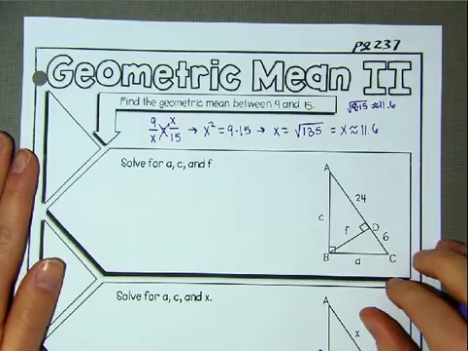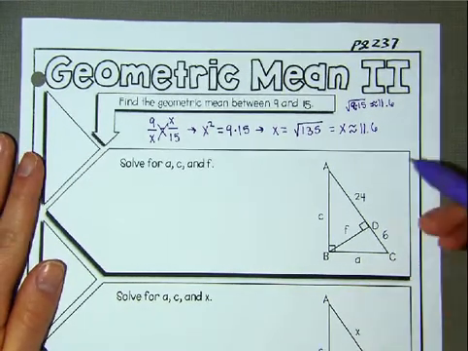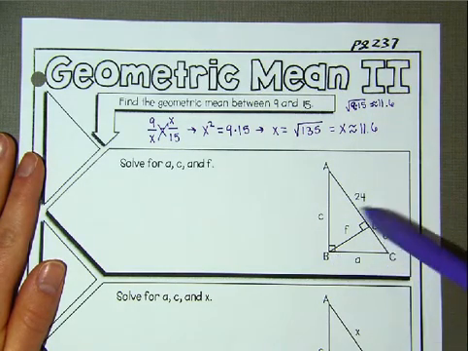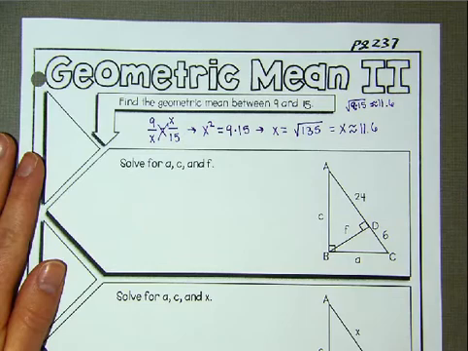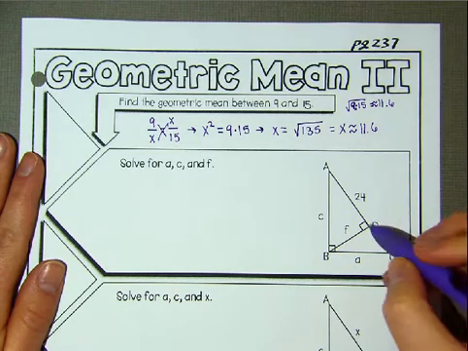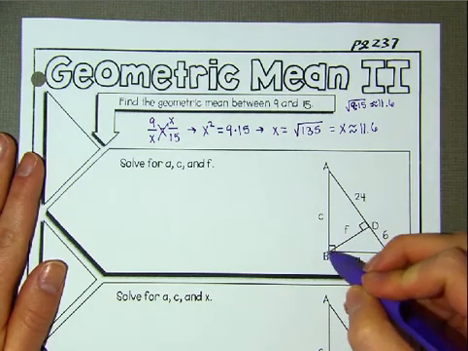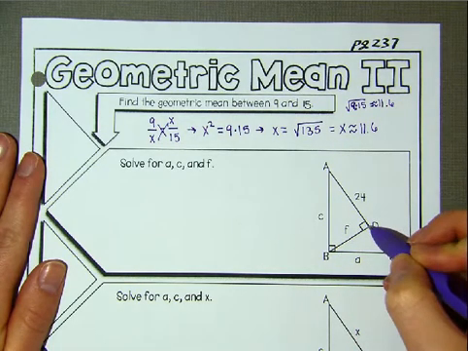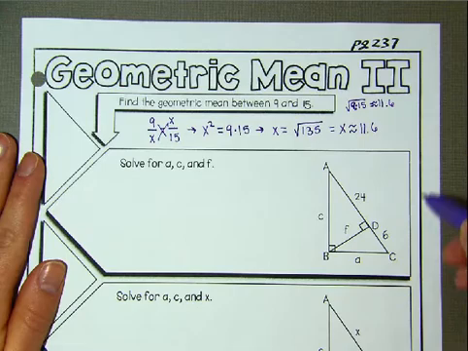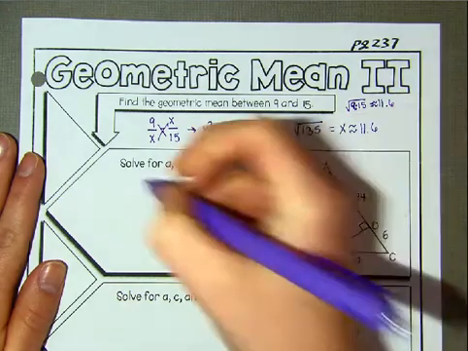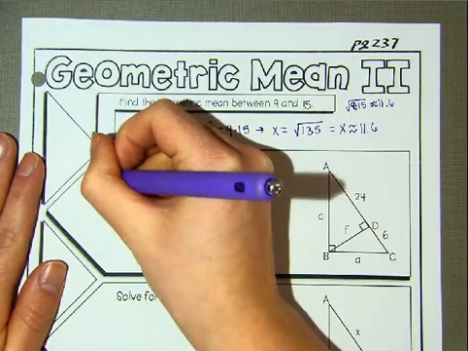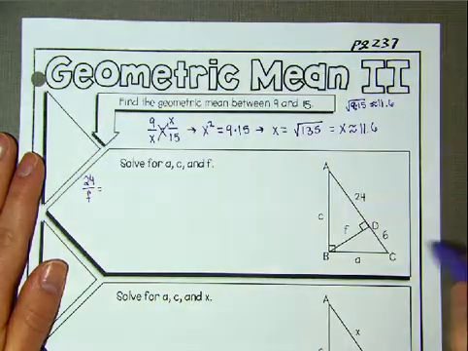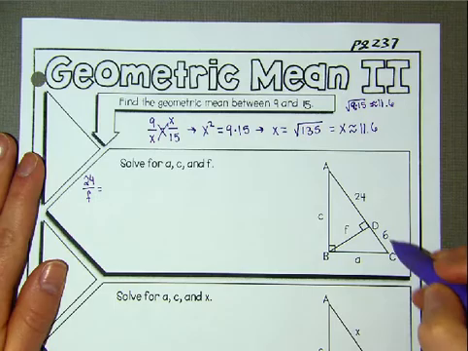So now here they give us a triangle and they ask us to solve for A, C, and F. So we're going to start by looking at F, because this is our altitude. So we could set this up as 24 over F is equal to F over 6.